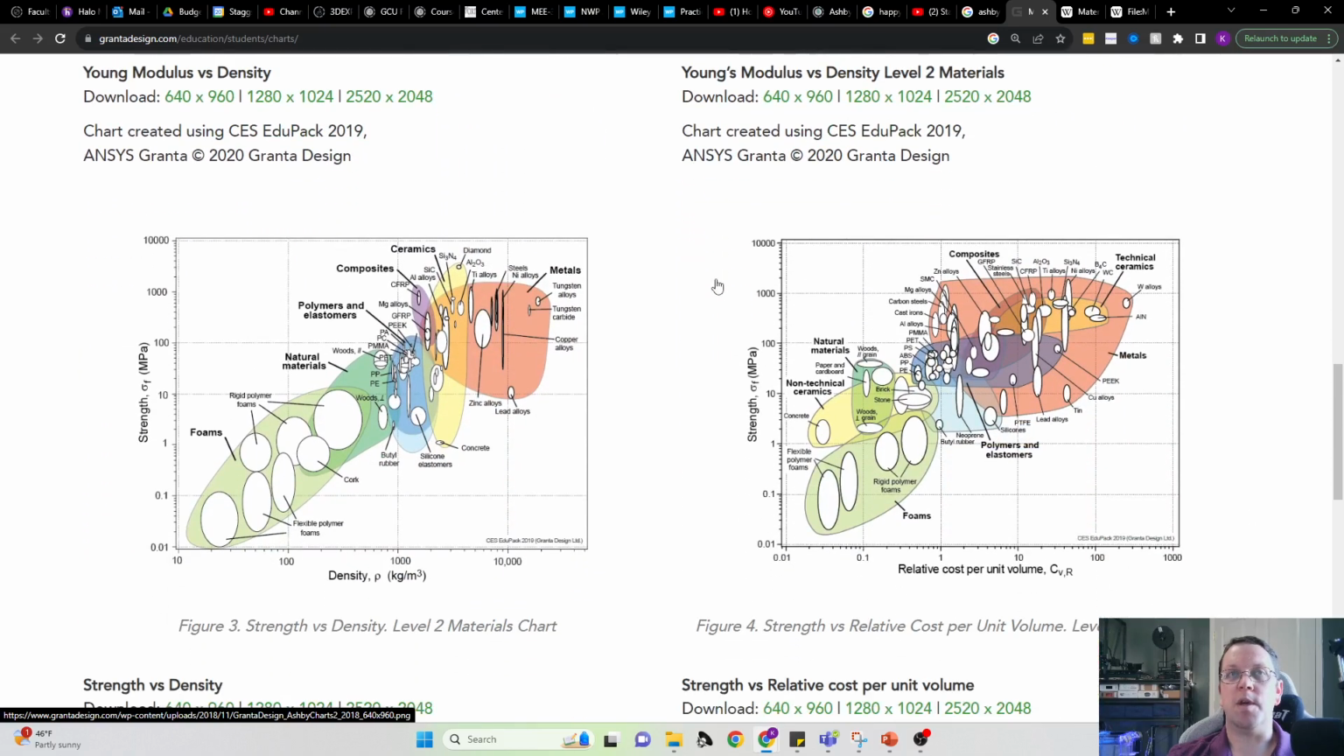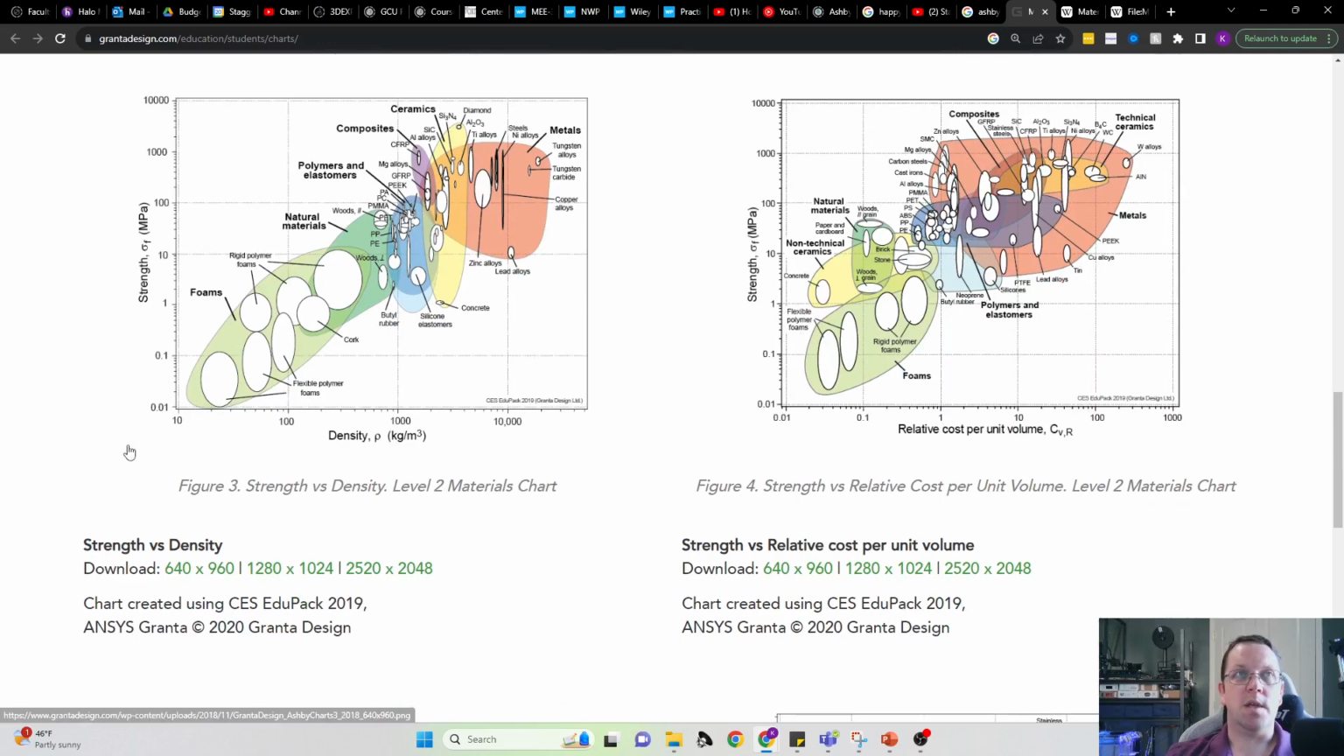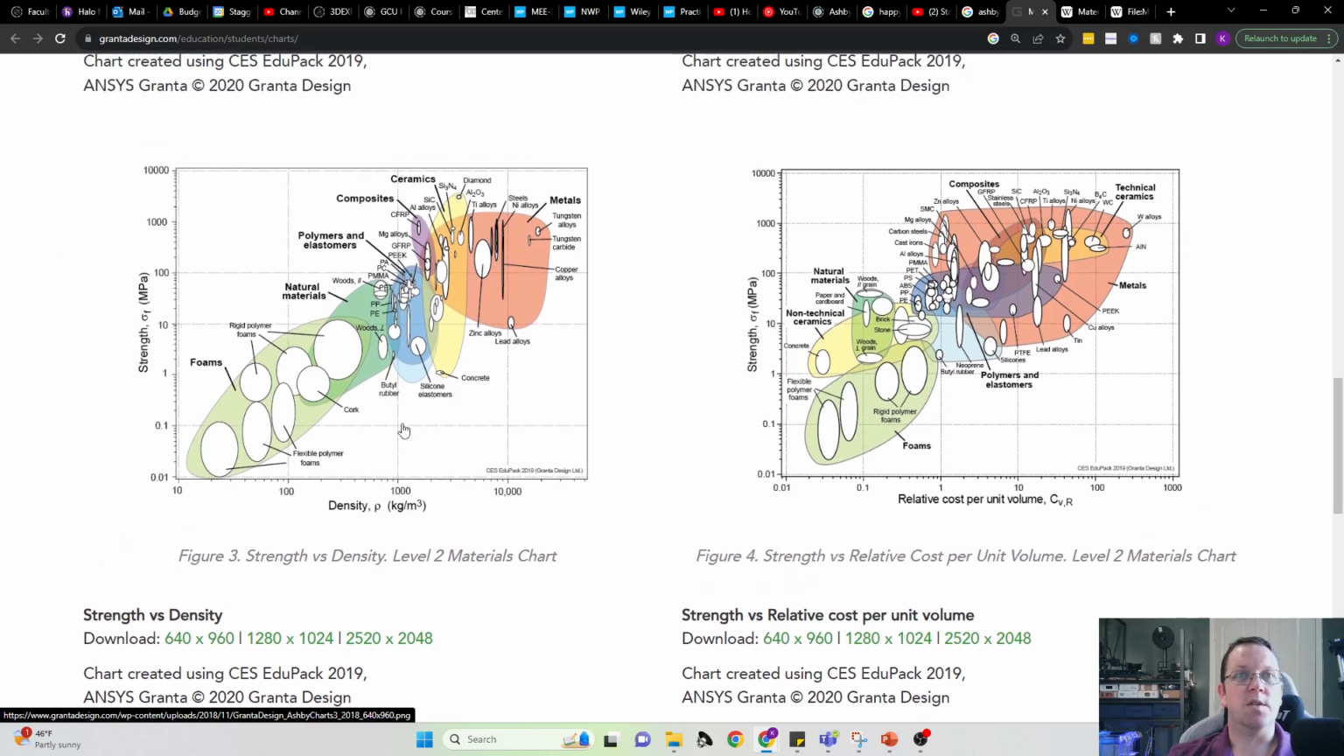So what I'm going to have you guys do as far as the in-class discussion piece of it, we're going to use this as the in-class discussion and say, okay, now we're going to look at the strength, the actual sigma versus density. So this is what's referred to as a level 2 chart. So foams, very low strength, very low density. Higher strength to density ratio gives you more performance.